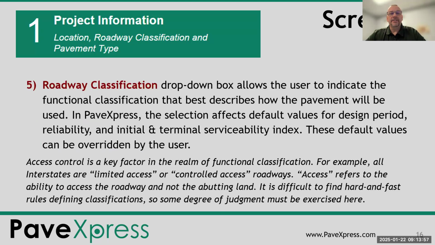Roadway classification, this is a very important box on our first screen. It really helps set the default values for a lot of the different fields in the application. So selecting what type of road it is, limited access or controlled access like interstate freeways, or is it a local road or a collector, or what kind of classification that is. That goes into setting the default values in your AASHTO design.